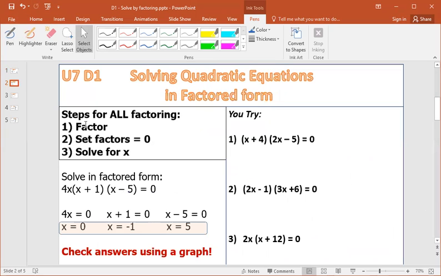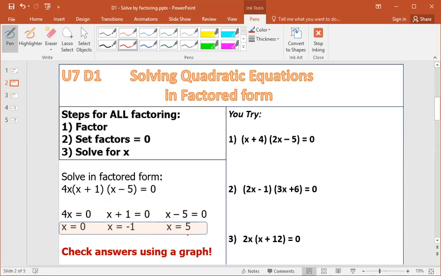All right, so here it says all factoring: we factor, set equal to 0, and then solve. In this first example, you can see that we have 4x, x plus 1, and x minus 5 equals 0. This is factored form, okay? All the factors are already done for you. So I set each piece equal to 0, as you can see here, and then solve. So 4x equals 0 becomes x equals 0. X plus 1 equals 0 is negative 1, and x minus 5 equals 0 is x equals 5.